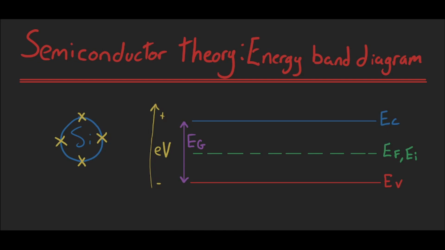Hi there, welcome back to the channel, and today I'll be introducing to you the energy band diagram, which is used in the semiconductor theory. So I will be showing you where the energy band diagram comes from and what an energy band diagram can tell us in terms of the behavior and the properties of the material. Is it N or P type doped? And I'll be also going over the parameters such as Fermi level, intrinsic level.